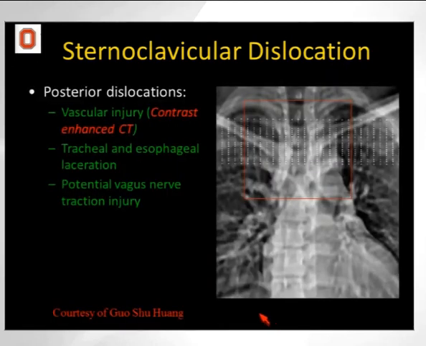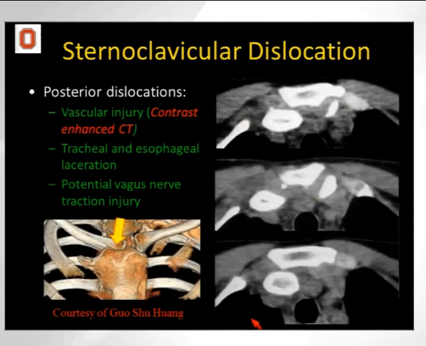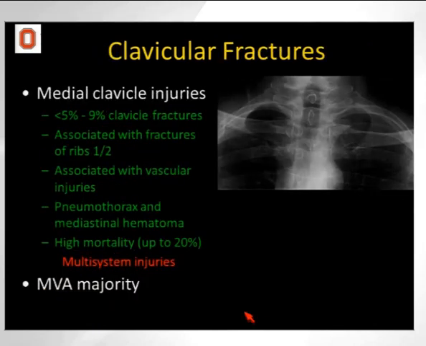Now, posterior dislocation is the most devastating type of dislocation. Here the scanogram shows the asymmetry, but the key thing here is that you're going to have the potential for vascular injuries involving the carotid arteries, the jugular vein, the potential for tracheoesophageal tears, and of course, traction injuries of the vagus nerve. So you need to carefully inspect that region for the potential injuries.